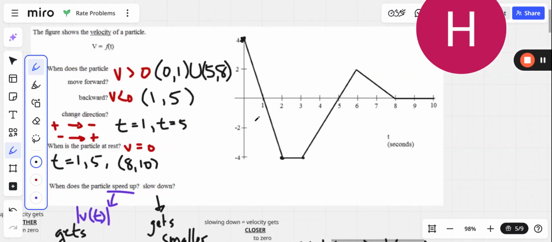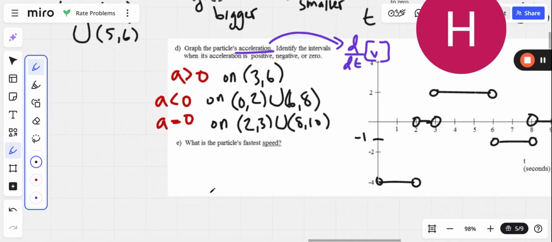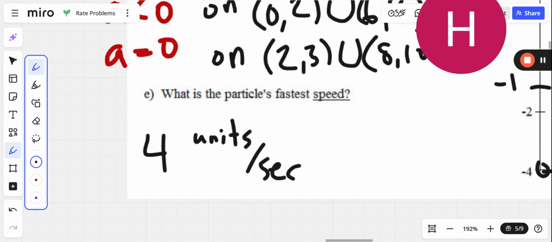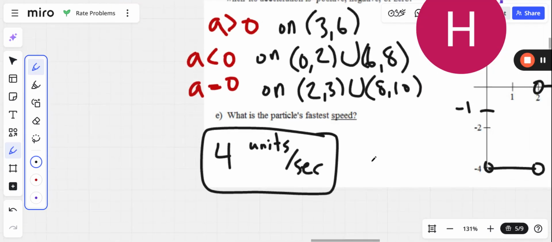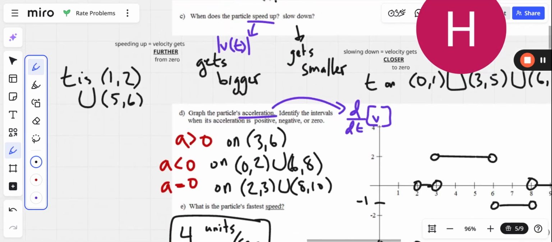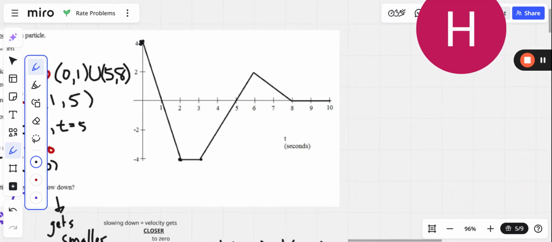Do we have units here? We don't have units on the y-axis. So we can just say like meters per second or whatever. 4 units per second. And it's not positive or negative. Speed is not positive or negative. Or I should say speed is always positive because there's no direction associated to it.